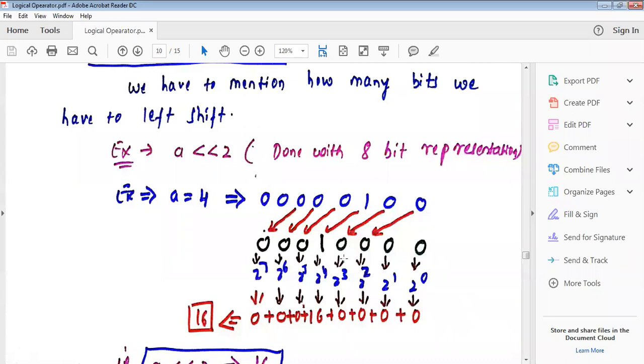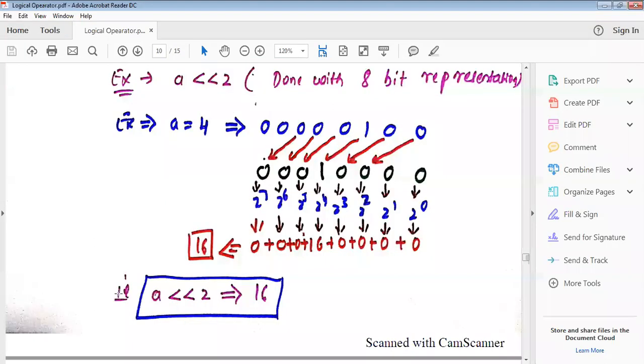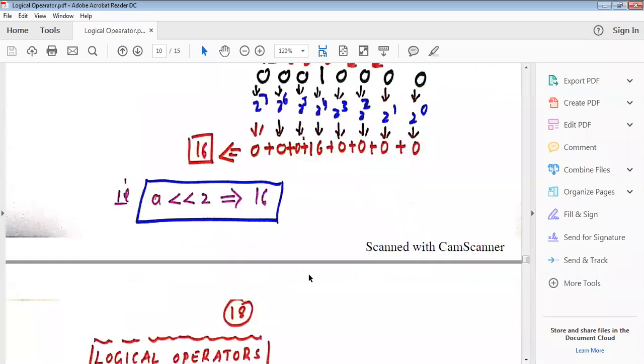Okay, right. 2 to the power of 0. So 8 into 0, 0. 2 to the power of 4 is 16, 16 into 1, 16. 2 to the power of 5 is 32, 32 into 0, 0, then 2 to the power of 6, 64, 64 into 0, then 2 to the power of 7, so 128, 128 into 0. So 0 plus 0 plus 0 plus 16 plus 0 plus 0 plus 0 plus 0. So the answer is 16. That is, a << 2 is equal to 16.